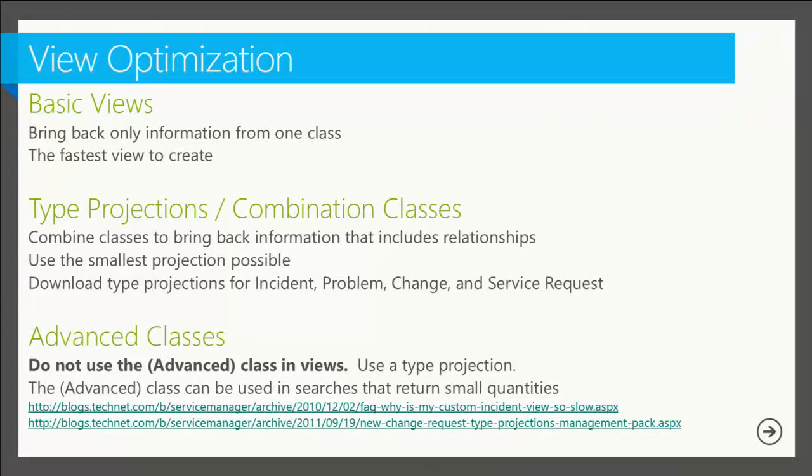You need to be very aware that Travis put some effort into building type projections. You can also construct your own type projections. You can say, I want the incident and its relationship to the assigned to user, bring back just that stuff, and your performance will be significantly different. So make sure that you're using the smallest type projection possible to achieve the type of view that you want.